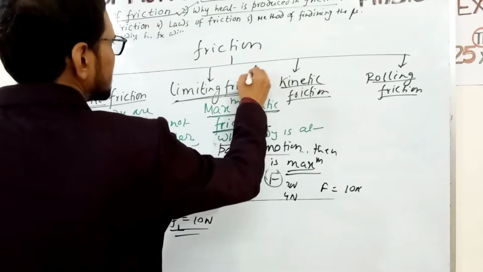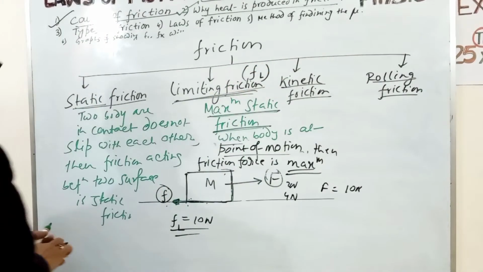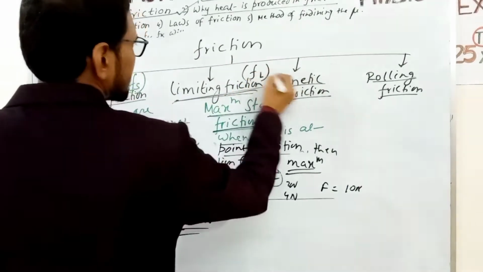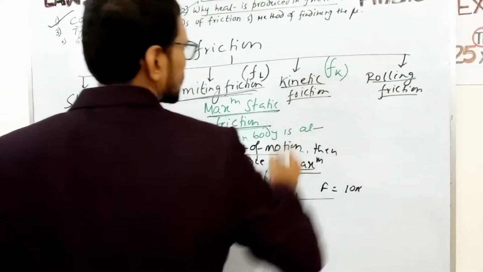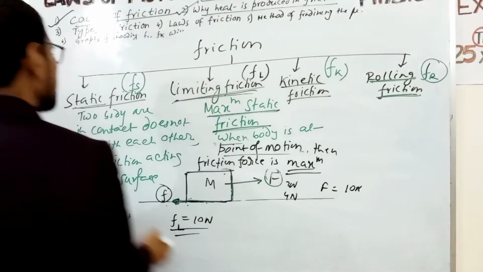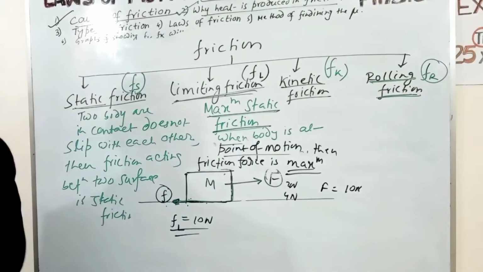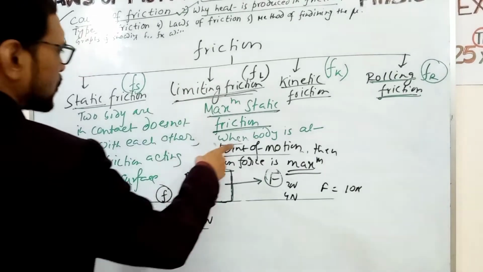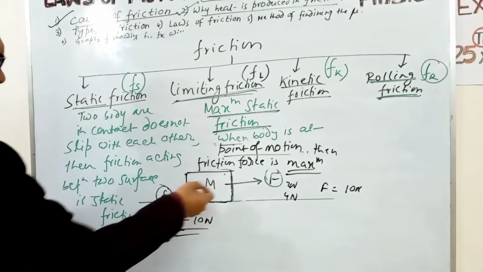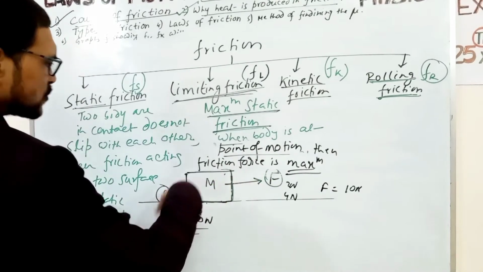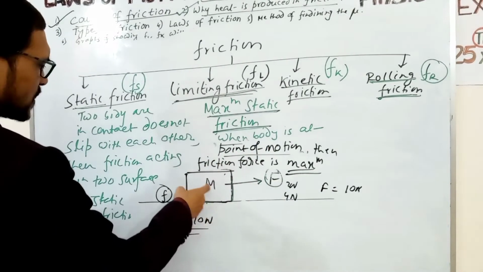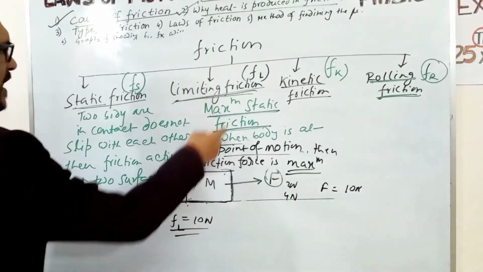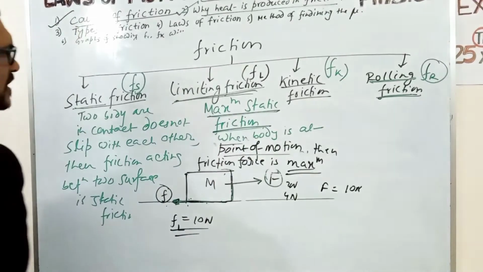So limiting friction is denoted by FL. Static friction is denoted by FS. Kinetic friction is denoted by FK, and rolling friction by FR. Now maximum static friction is called limiting friction. If the external force applied is gradually increased, at the point when the body starts to move, or at the point of motion, the friction is maximum. That means maximum static friction is called limiting friction.